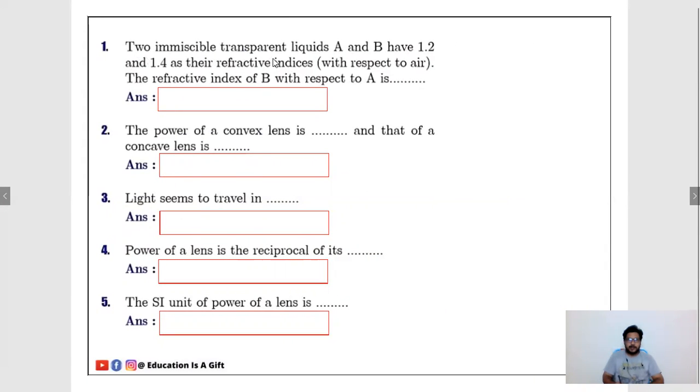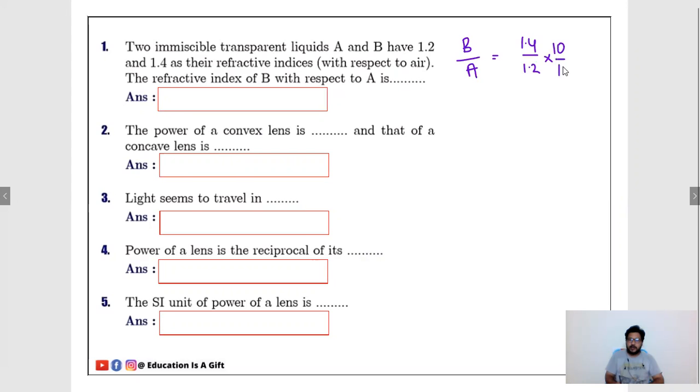Two immiscible transparent liquids A and B have 1.2 and 1.4 as their refractive indices with respect to A. The refractive index of B with respect to A. If you have seen the MCQs video which I have uploaded earlier, there I told you a concept. If they ask the refractive index of B with respect to A, how to take? The refractive index of A should be in the denominator. The refractive index of B is 1.4 divided by the refractive index of A, which is 1.2. You have to go with an answer.